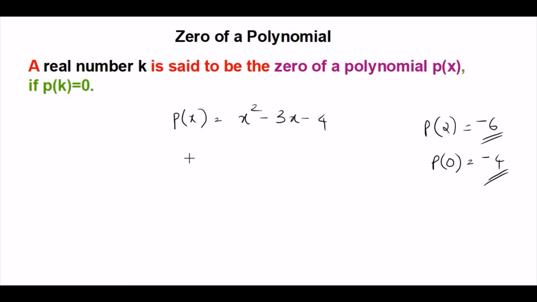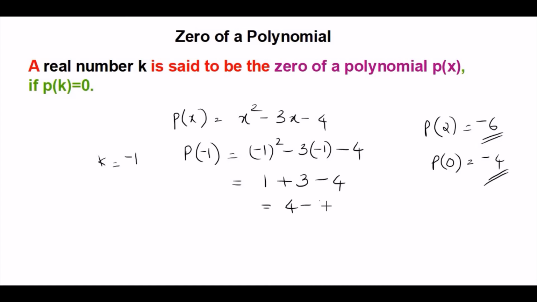So here if you check, when you replace the value of x as minus 1, p of minus 1 is equal to minus 1 square minus 3 into minus 1 minus 4. That is 1 plus 3 minus 4. That is 4 minus 4 equal to 0. So when you gave the value of k as minus 1, you got the value of this polynomial p of x as 0. So this value of k is called the zero of that polynomial. So here minus 1 is the zero of this polynomial.